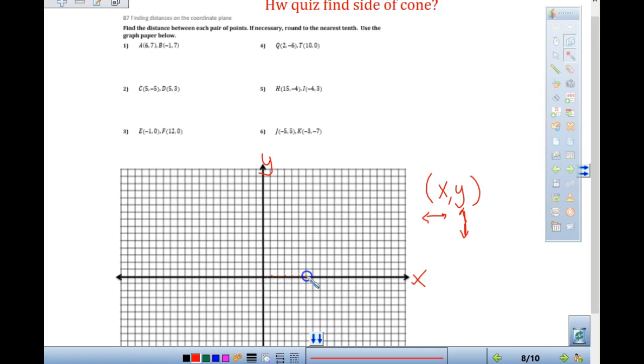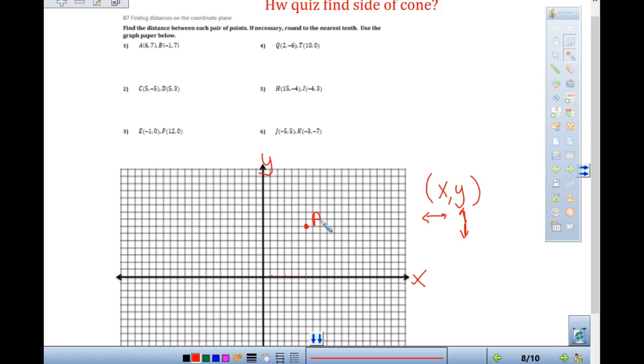So I'm going to go to the right 6, I'm not putting a point, and then I'm going up 7. And I'm labeling this with an A. And then I'm going to do the -1/7, and I'm going to label that with B. And I'm always going to draw a line segment. So I'm going to see a bunch of line segments. I should see 3 line segments.